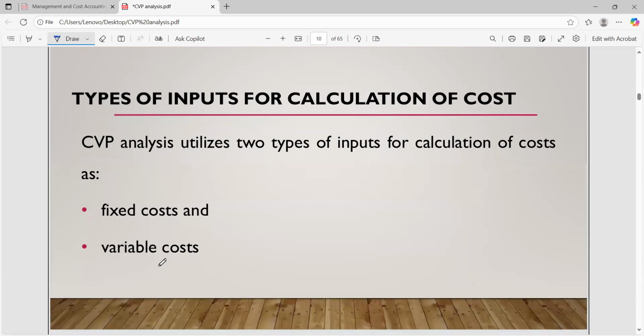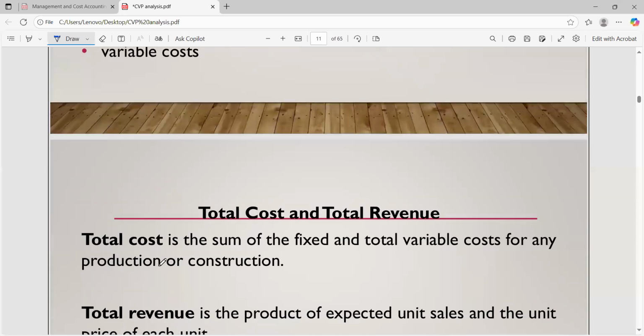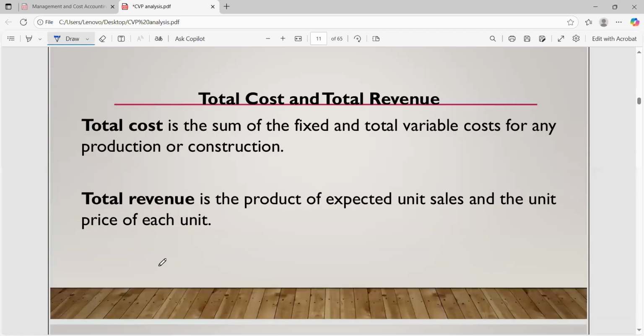So cost volume profit analysis utilizes two types of input for calculation of cost, the fixed cost and the variable cost, just like we looked at. Total cost and total revenue. Total cost is the sum of the fixed and the total variable cost for the production or construction. So that is what I wrote initially. Total fixed cost plus total variable cost would give you what we call total cost.